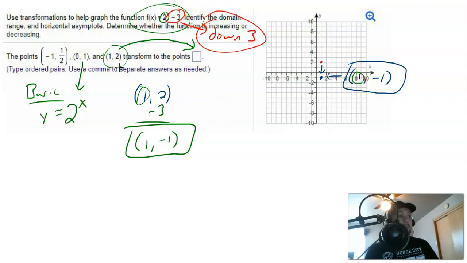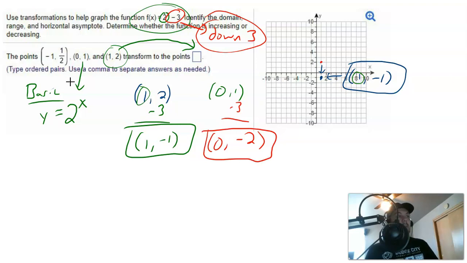We'll do the same thing for the other 2 points that were given here. So for 0, 1, that point's going to get shifted down 3. That means we'll subtract 3 off of the y-coordinate. The x-coordinate will stay the same. And so I'm going to get 0, -2. And saving the best for last, we have -1, 1/2. We want to subtract 3 off of the y-coordinate. So the x-coordinate will still be at -1, but the y-coordinate is going to change, and it's a fraction, so we have to be a little bit careful about that.